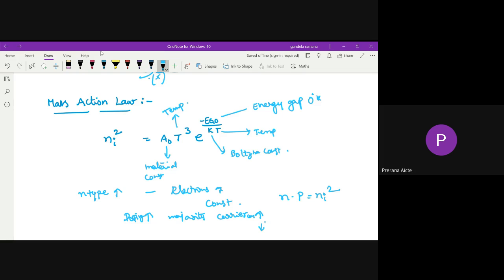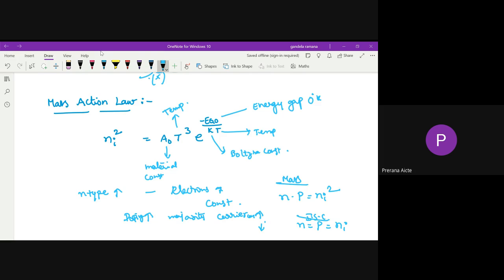So this is the mass action law. In intrinsic semiconductors, n is equal to p is equal to ni. So in the mass action law, n into p is equal to ni squared.